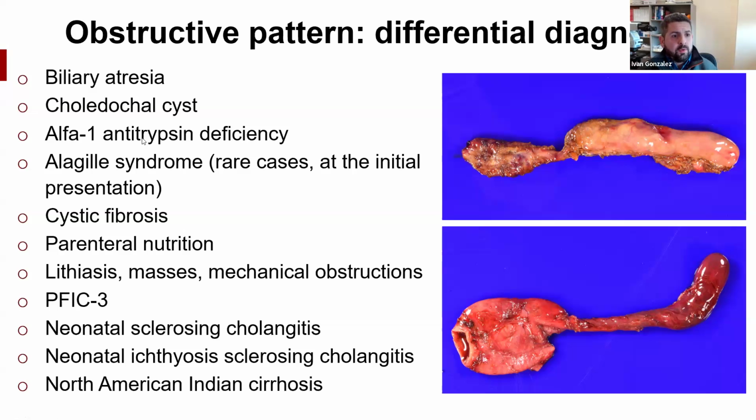Other differential diagnoses: alpha-1 antitrypsin deficiency, Alagille syndrome, in rare cases, especially at the initial presentation. I've seen cases with NOTCH2 mutation who have this ductular proliferation, bile duct proliferation, and not that classic example of bile duct paucity. Cystic fibrosis will have that ductular reaction, and sometimes you may even see within the bile ducts this mucus plug. Remember that in cystic fibrosis, you get this very dense mucus because the chloride transportation is abnormal.